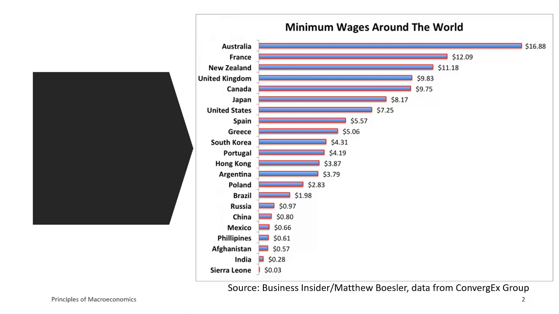On the other hand, you can look at countries like Sierra Leone with a minimum wage of 3 cents per hour, India 28 cents per hour, Afghanistan 57 cents per hour, Philippines 61 cents per hour, and China 80 cents per hour. Now the question you should ask yourself, why do minimum wages vary so much across the world?